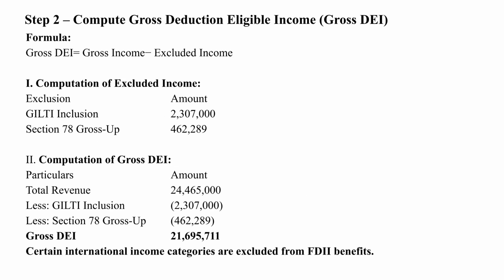Next, we compute gross deduction eligible income, commonly called gross DEI. However, not all income is eligible. Certain international income categories, such as GILTI and the Section 78 gross-up, must be removed from the calculation. After excluding those amounts, gross DEI equals approximately $21.7 million. This becomes the starting point for determining eligible income.